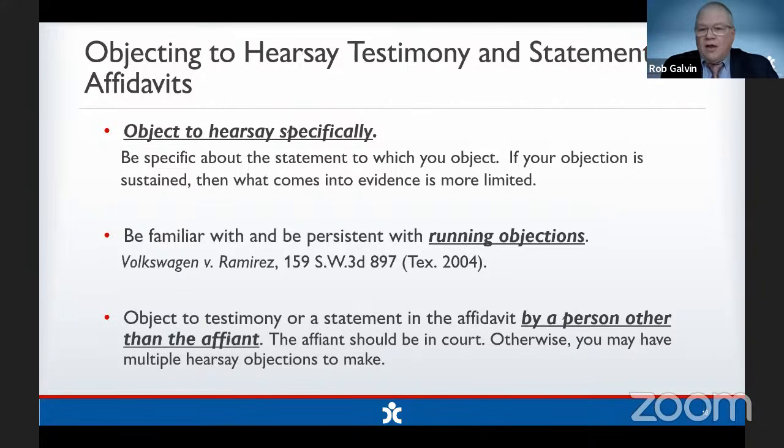And so you've got to make that decision. Is this something that I want to object to, even though there's hearsay in there, or does the hearsay actually help my guy out? And so, just be aware of whether you should or shouldn't object. So I hope that helps a little bit. I guess next slide. All right.